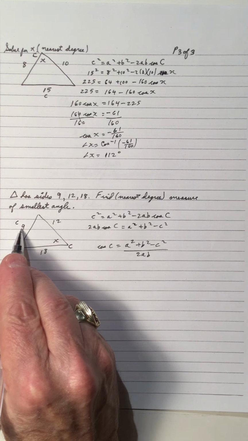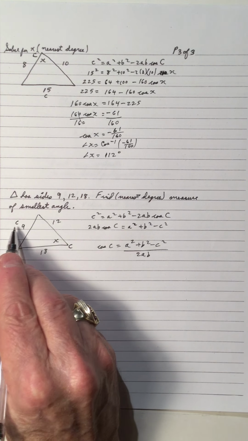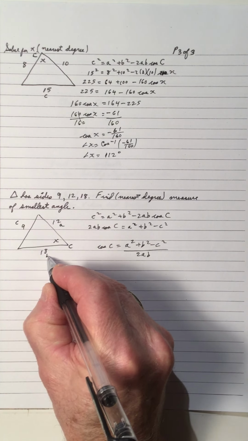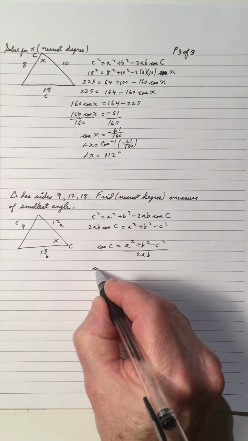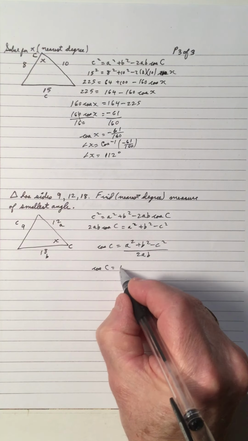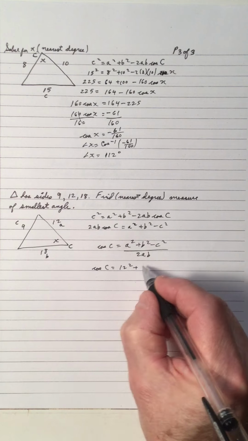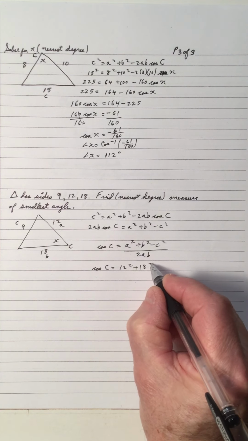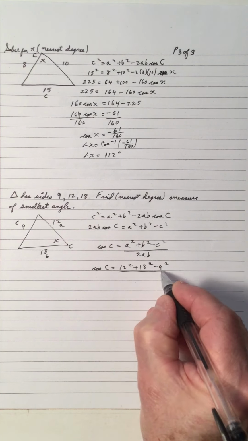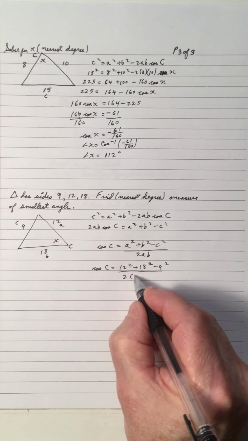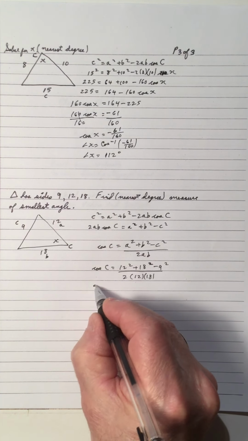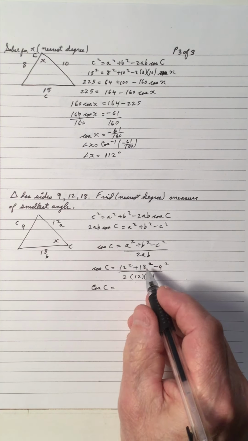So that means if 9 is C, so if you let 12 be A and 18 be B, so you have cos C, A is 12, B is 18, C is 9, and it's 2, A is 12, B is 18, and we take our time and we work that out.